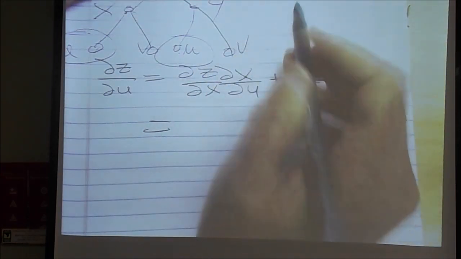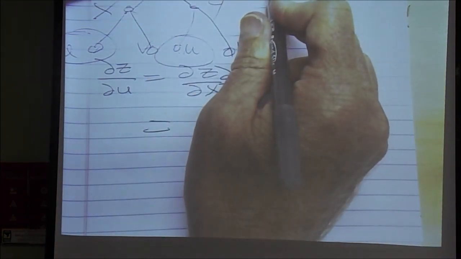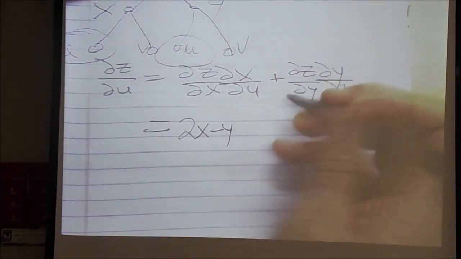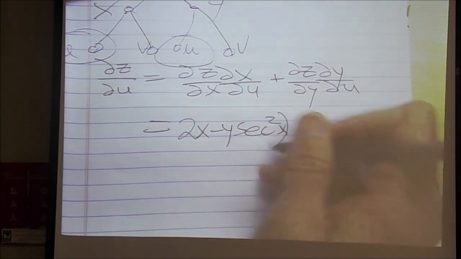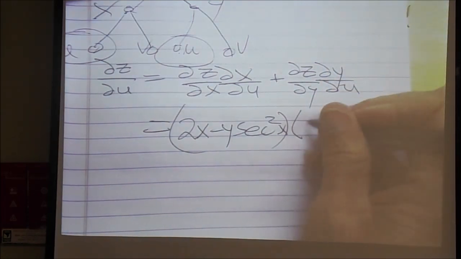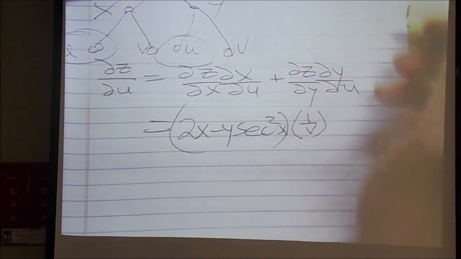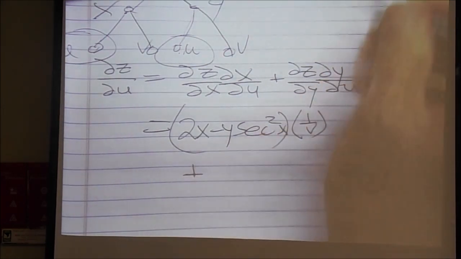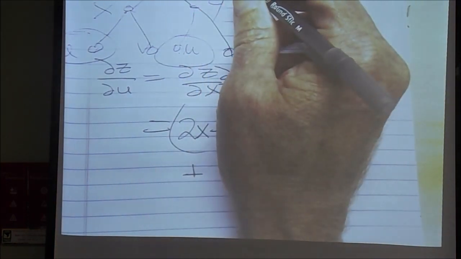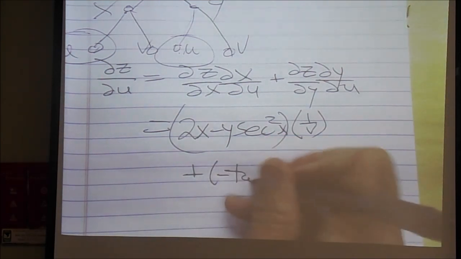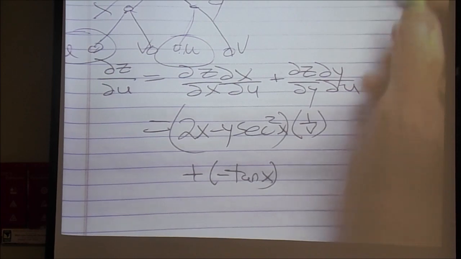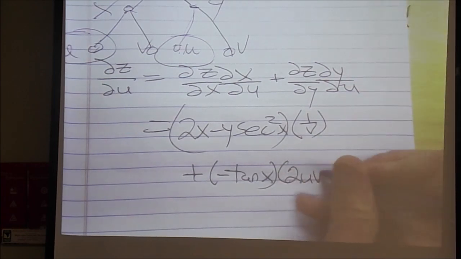Now let's see, dz dx from here, I treat y as a constant, and I get 2x minus y times derivative of tangent x, which is secant squared x. So there's dz dx, that multiplies dx du, which is 1 over v, right? It's x times 1 over v, treated as a constant. And then I have to add to that dz dy. Well, let's see, y only occurs here, so this is 0 minus 1 times tangent x. So this is minus tangent x, partial of z with respect to y, times dy du, treating v as a constant, 2u v squared.